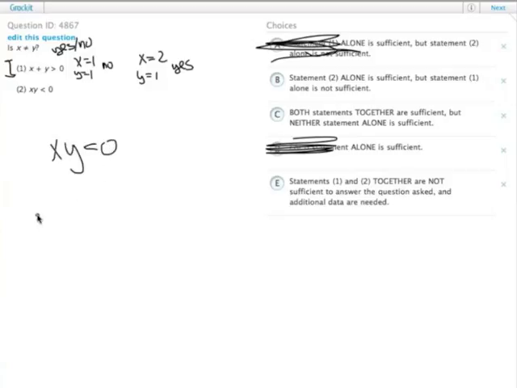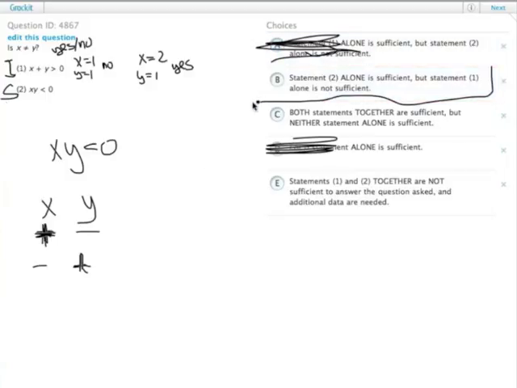XY less than 0 means X and Y are either positive negative or negative positive. If they have different signs, they can't possibly be equal. No matter what number you pick for X and no matter what you pick for Y, if one of them is positive and one of them is negative, they're not the same number. So statement 2 is sufficient on its own for us to determine that X is not equal to Y.